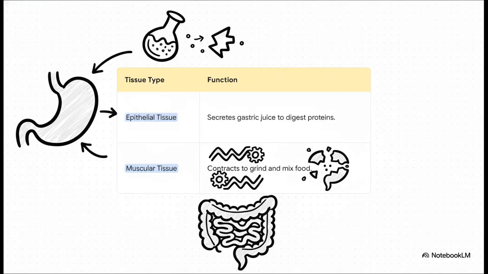It's a fantastic example of how different tissues combine to create something that actually works. And this right here is a perfect example of that connection between structure and function. So the stomach has epithelial tissue, and its job is to secrete all that digestive juice. Then it has muscular tissue, which is designed to contract and physically churn and mix your food. You see? 2 totally different tissues, 2 totally different jobs, all working for one common goal: digestion.